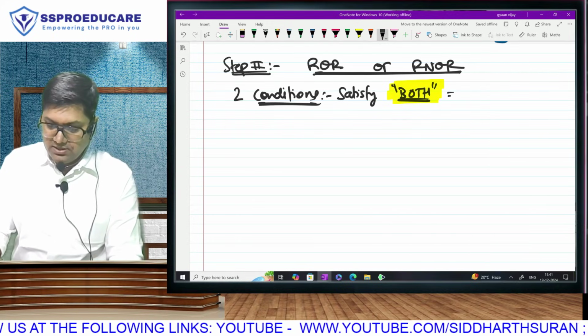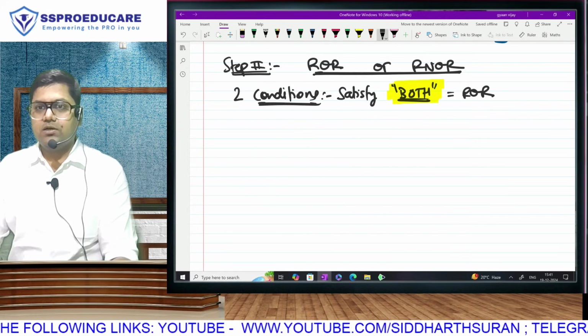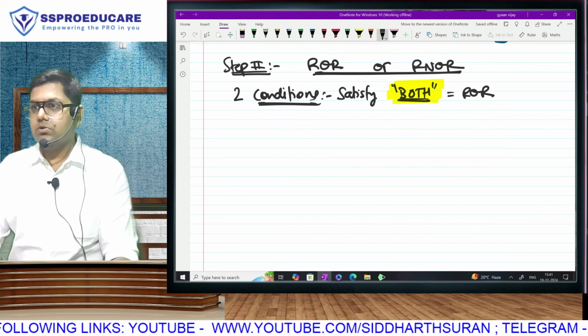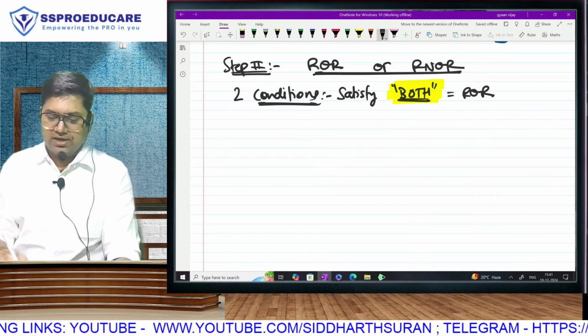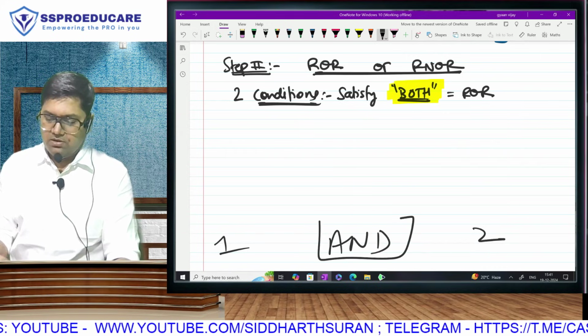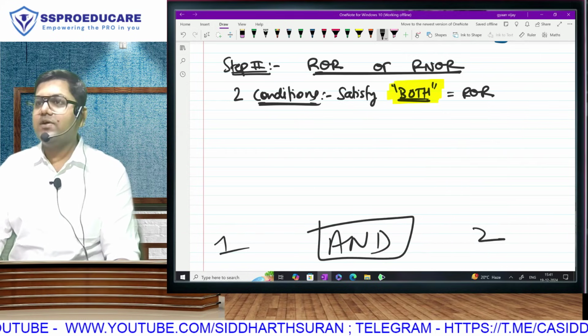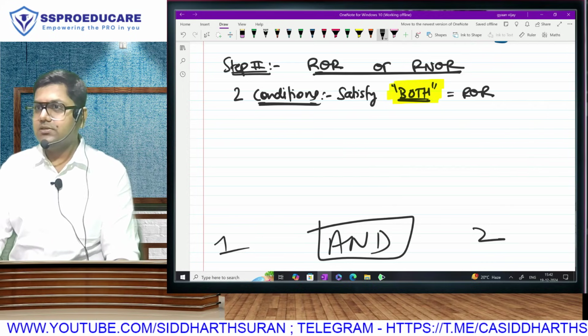So you will be considered as ROR if you satisfy both. That means this time, between condition 1 and condition 2, I will use the word "and", because they are cumulative conditions. You have to satisfy both conditions. Are you able to understand this?